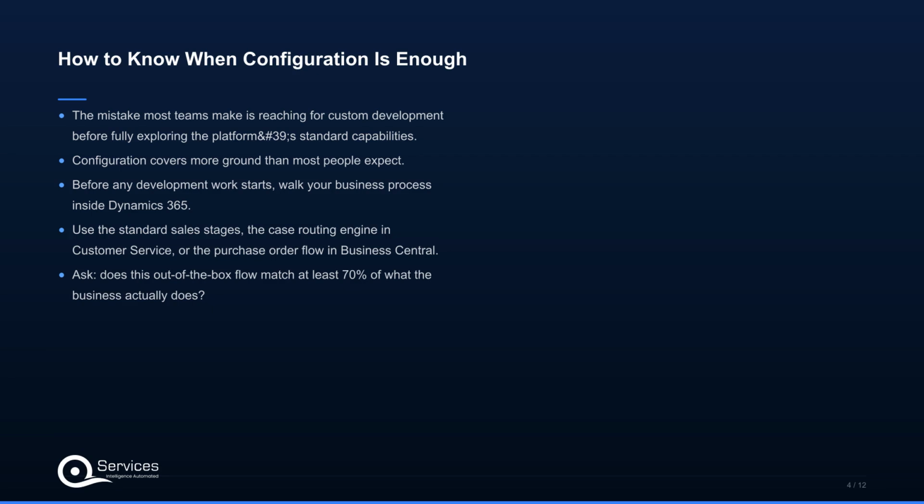Before any development work starts, walk your business process inside Dynamics 365. Use the standard sales stages, the case routing engine in customer service, or the purchase order flow in Business Central. Ask, does this out-of-the-box flow match at least 70% of what the business actually does? If yes, configure it. Gaps can often be closed with Power Automate flows, business rules, or calculated fields.